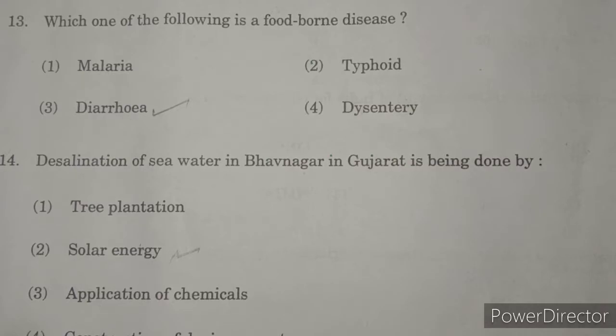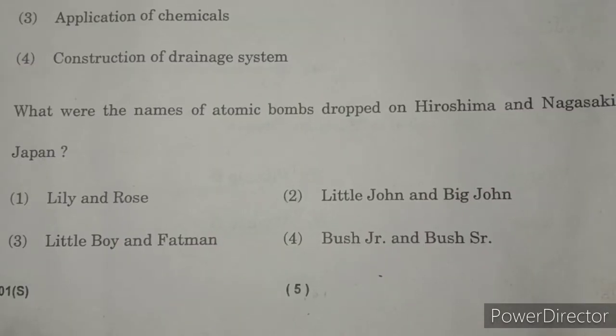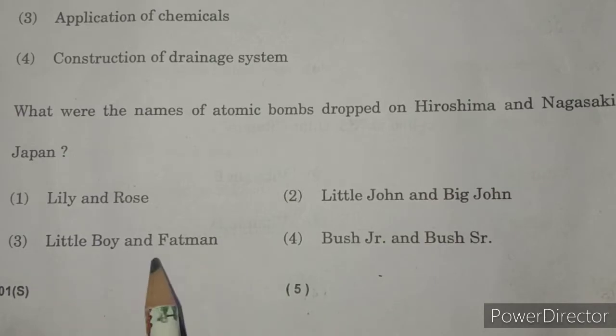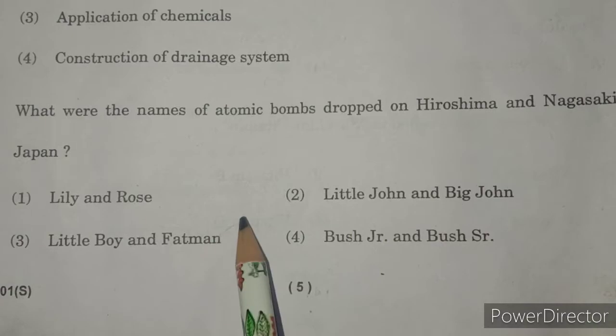Next question. What were the name of atomic bomb dropped on Hiroshima and Nagasaki in Japan? Third is correct answer, little boy and fat man.